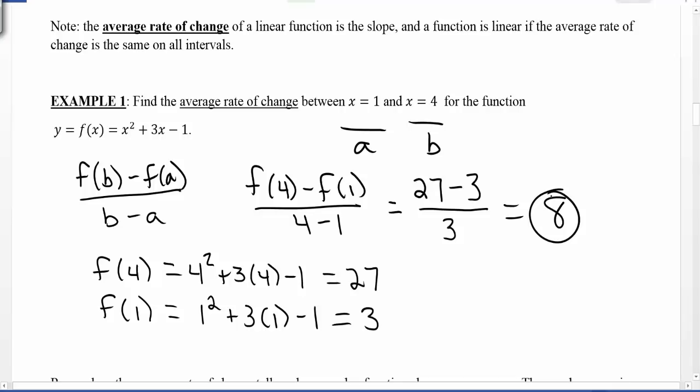So this function, on average, changes by 8 units, which is positive in the upward y direction, for every 1 unit that the function changes in the independent or x direction between x equals 1 and x equals 4. So the average rate of change here is 8, because again, we're talking about how much that function changes on average.